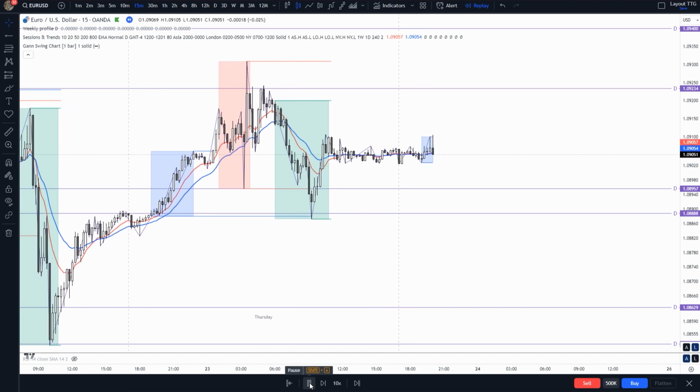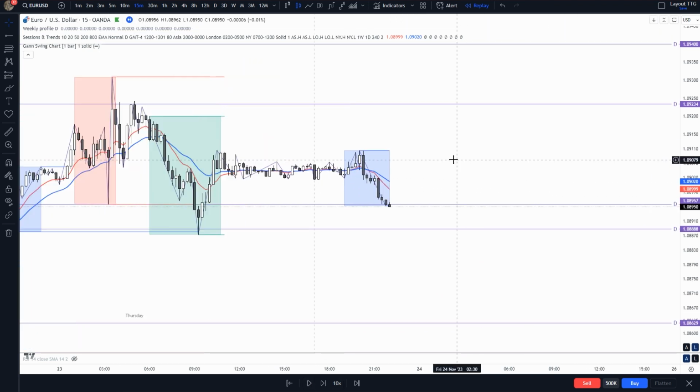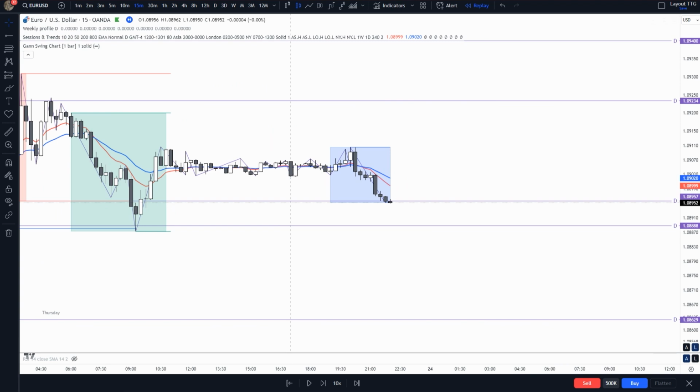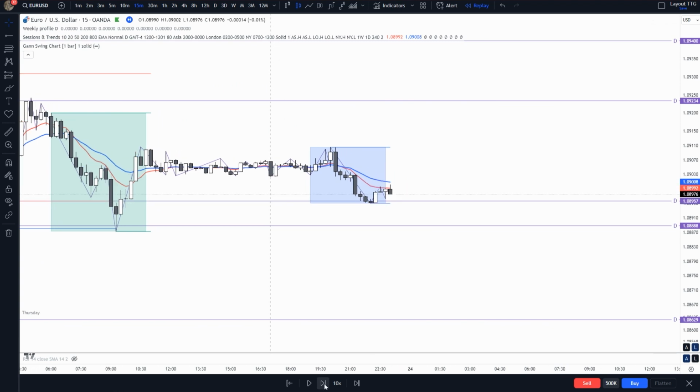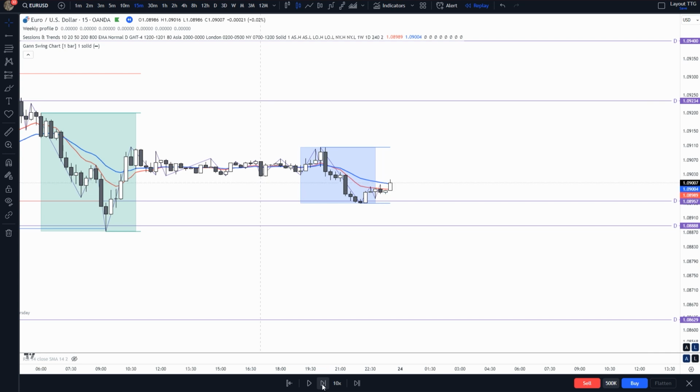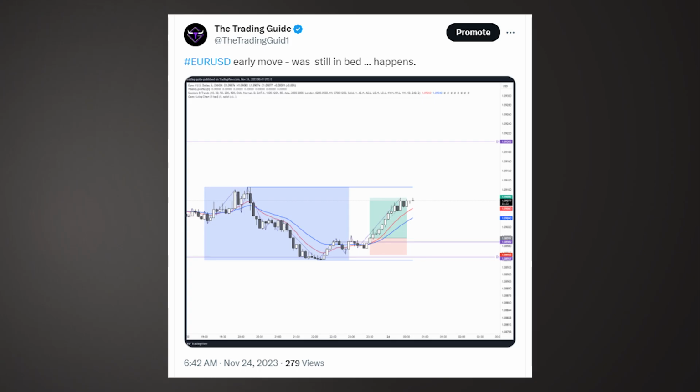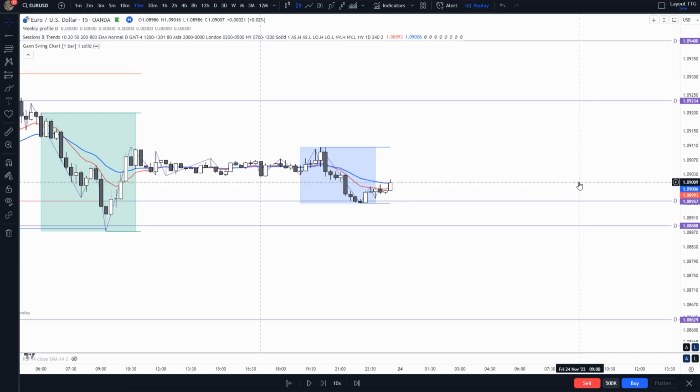Okay, the next day started. This is the 15 minutes chart. And this is the Asian session. Now the price stopped at this support level and is building a bullish structure. I posted this, by the way, but yeah, unfortunately I was still in bed. Yeah, but if I'd woken up earlier, that would have been my trade.